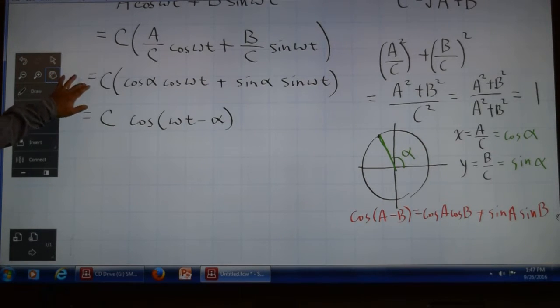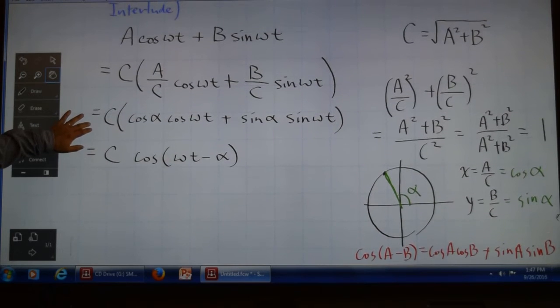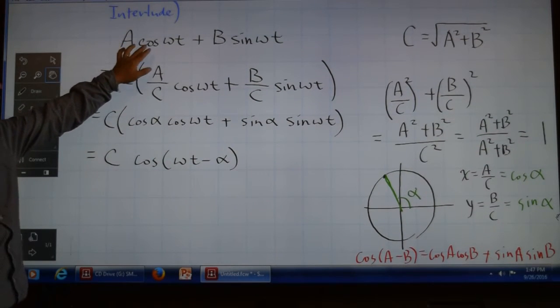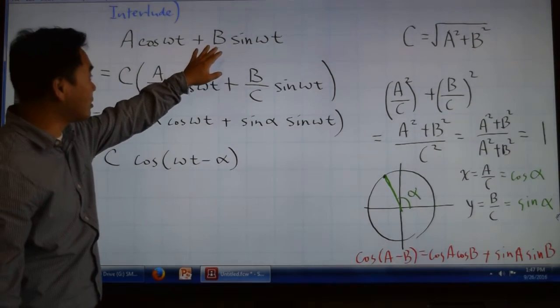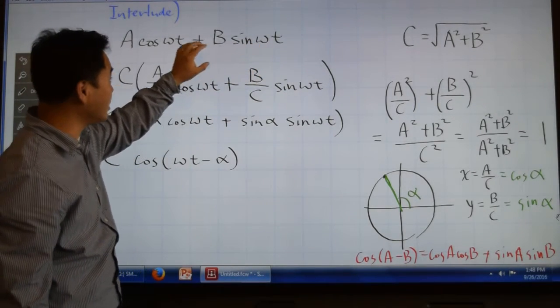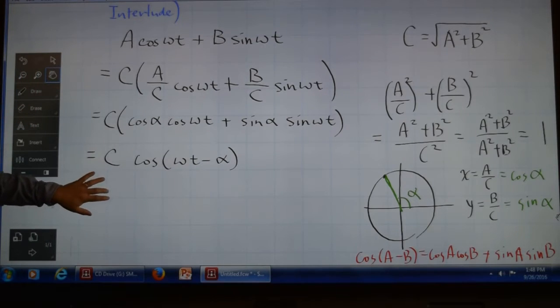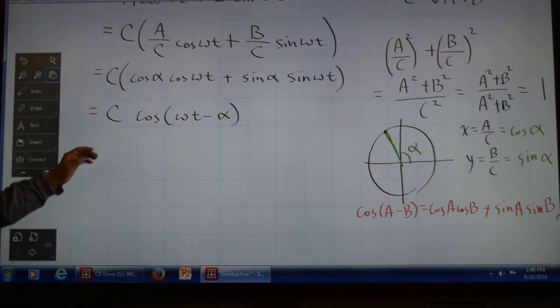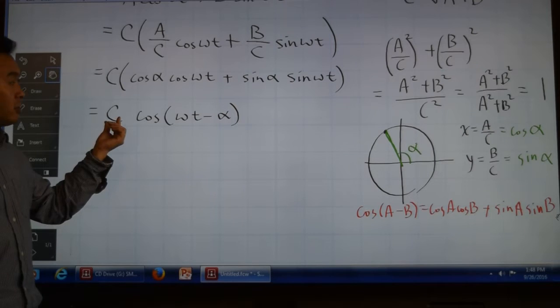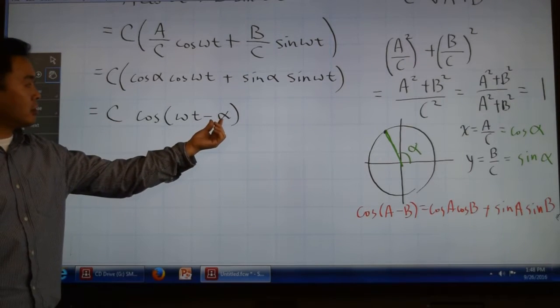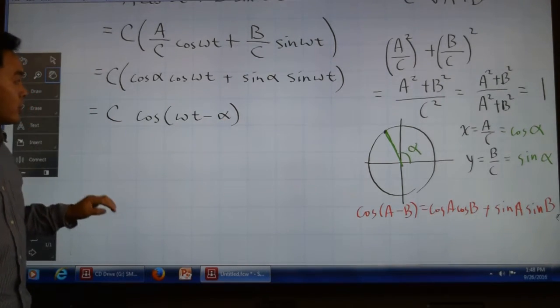So what I'm trying to say is that anytime you have something multiplied to cosine omega t and something multiplied to sine omega t, then you can put them together into a single cosine function with a new amplitude c and a new angle alpha.